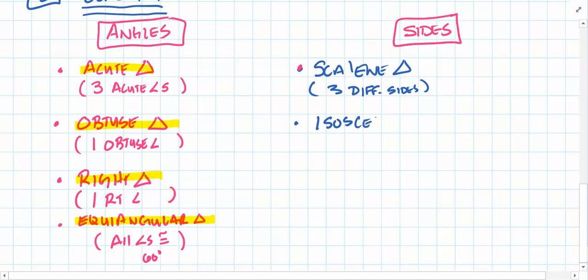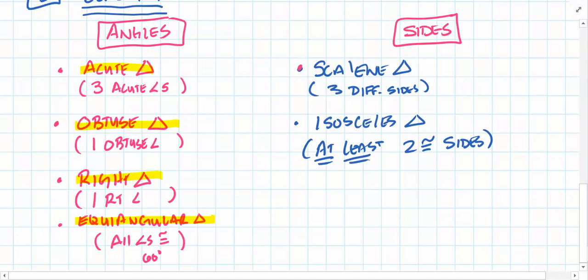I-S-O-S-C-E-L-E-S. Tough word to spell. Okay, isosceles. So that means at least 2 congruent sides. Isosceles means at least 2 of the sides.